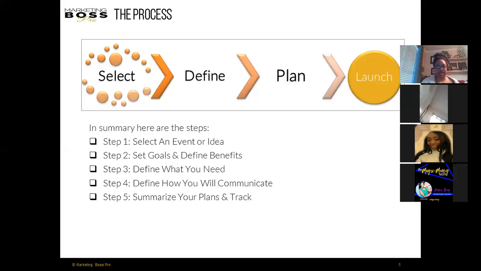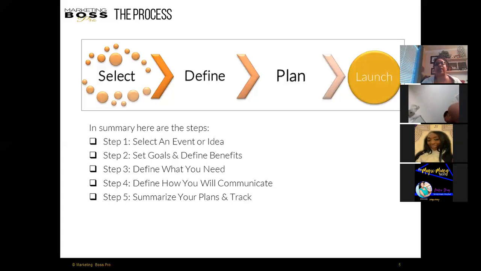Now, the next step is about planning, which we've talked a little bit about, but it's really about sequencing, right? When do you need to have what done by when? Who needs to be involved? What type of people and things do you need to get it done? And then number 5, launching and summarizing your plans and tracks is really about just getting it done, right? So you know what you need, you know who you need, you know when it needs to get done, and then you just got to get it done.